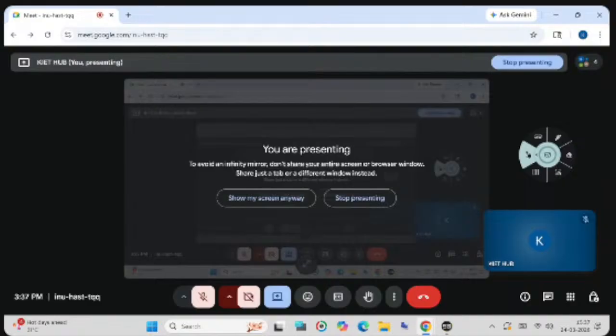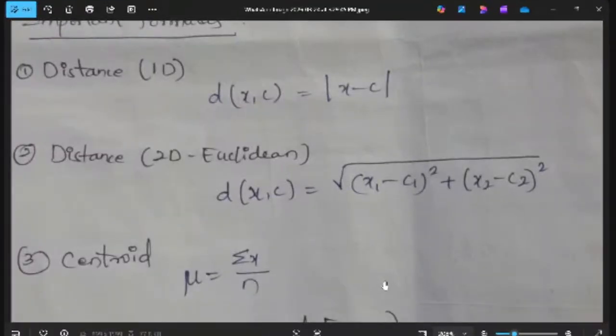Now write down this formula. We will solve the k-means algorithm. If it is 1D, the distance formula is mod of x minus c. If it is 2D, Euclidean distance formula.